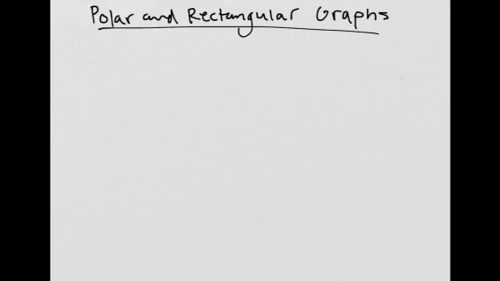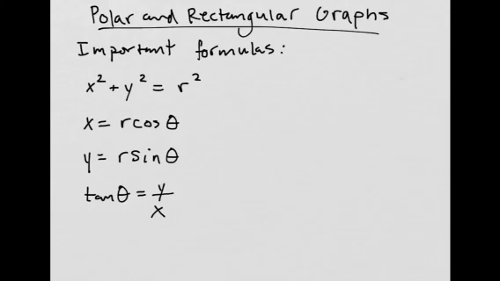All right, before we looked at converting between polar and rectangular coordinates. Now we're going to look at what polar graphs look like, and then how we can convert those to polar equations and rectangular equations and their graphs. So before we get into any examples, these are some important formulas that we're going to be using.